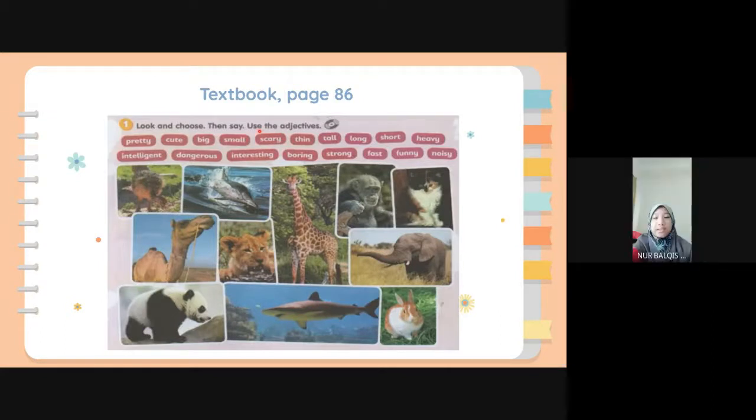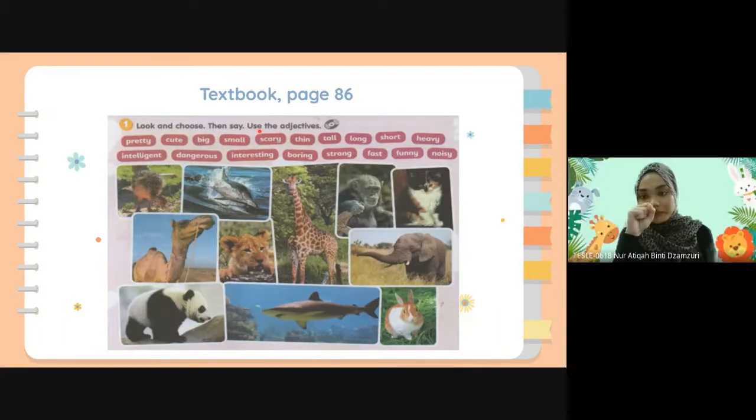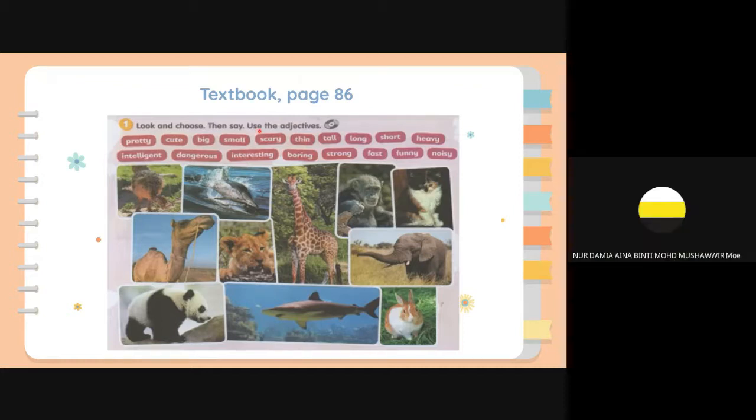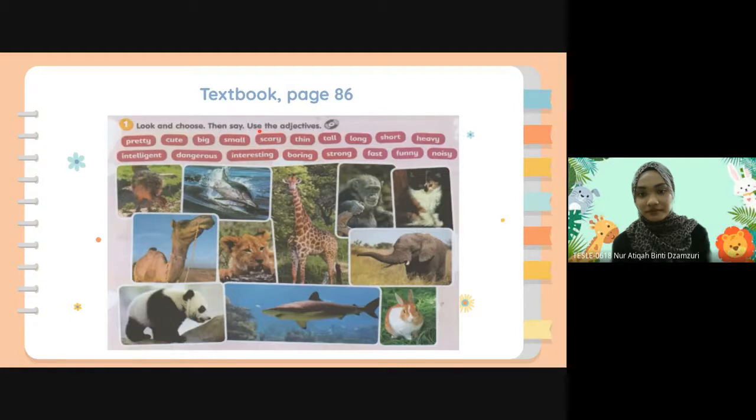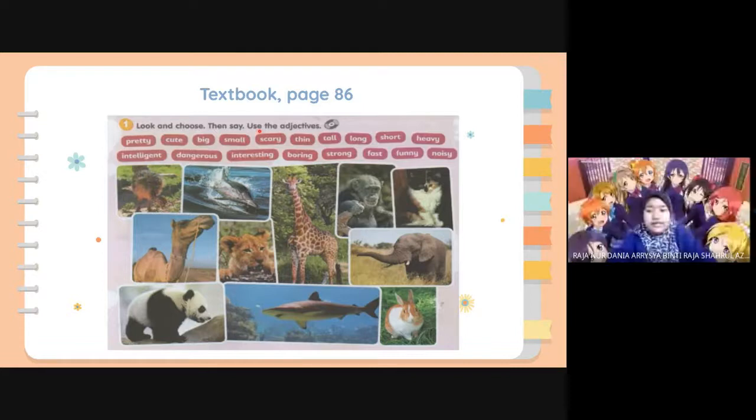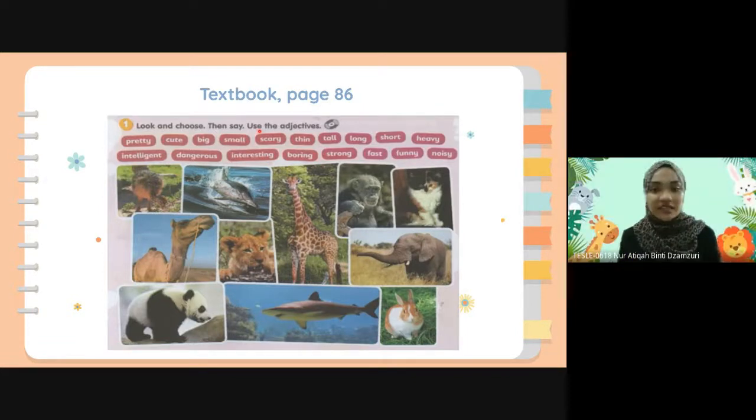Okay, is the bunny cute? Yes. Why is the bunny cute? Kenapa rasa yang bunny tu comel? Kalau nak cakap bulu dia, sebab bulu dia boleh tak? Because it has thick fur. Dia ada bulu yang tebal, sebab tu dia comel.